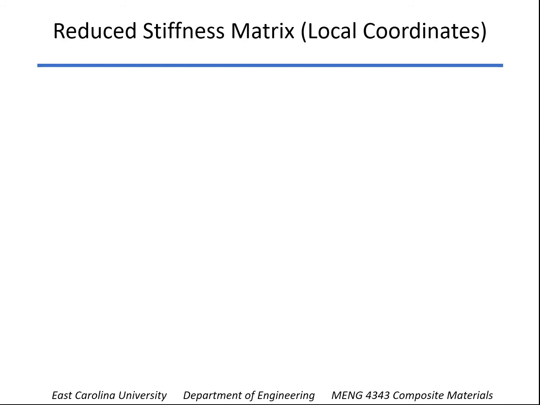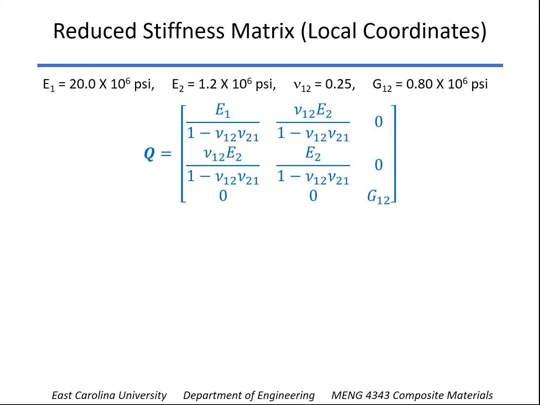So we'll start out by looking at the reduced stiffness matrix, that is the Q matrix. And here's our equation that we came up with last time for the terms of the Q matrix. Notice that again, it is symmetric, so I've just used the nu 1,2 times E2 for both of these. Now you notice here we were given these four constants, but we have to have nu 2,1 as well. So if you recall, nu 2,1 is related to nu 1,2 by the ratio of the moduli. That should be E2 divided by E1 right here. So 1.2 million divided by 20 million times 0.25.